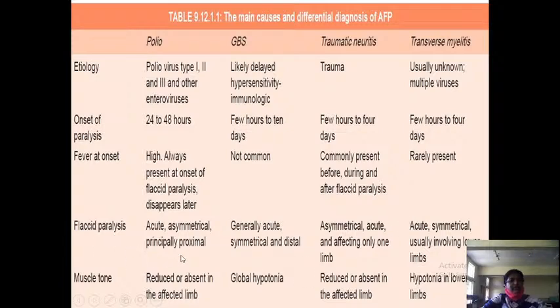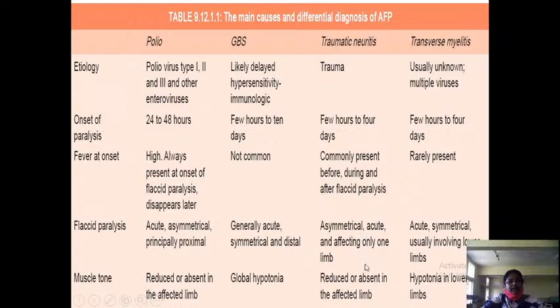Now, flaccid paralysis, what is the typical pattern? Now, in polio, there is acute asymmetrical paralysis. It is patchy, okay, and it usually involves the proximal muscles. Whereas in Guillain-Barré syndrome, it is bilateral, symmetrical, and more distal. So, the progression would be from the distal to the proximal, from the lower limb to the upper limb. That is why Guillain-Barré syndrome is also known as ascending paralysis, okay.